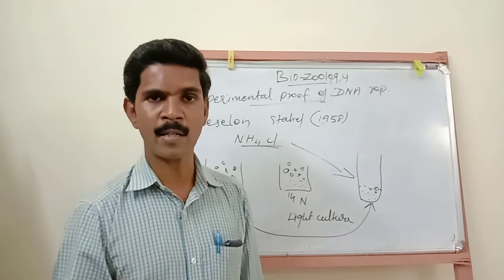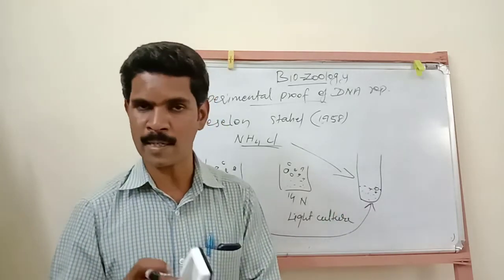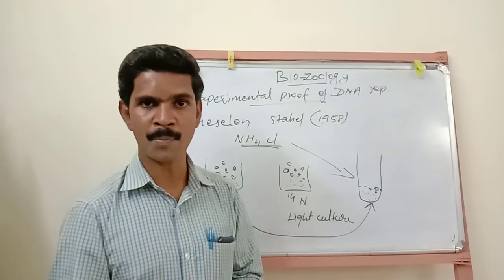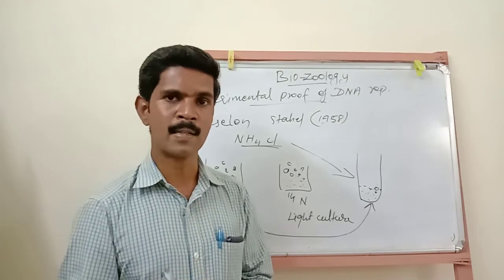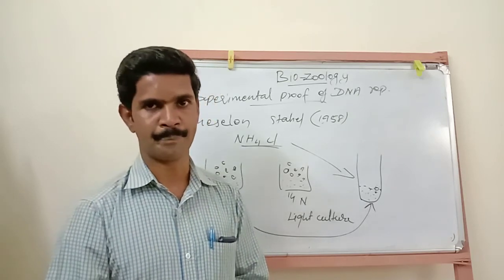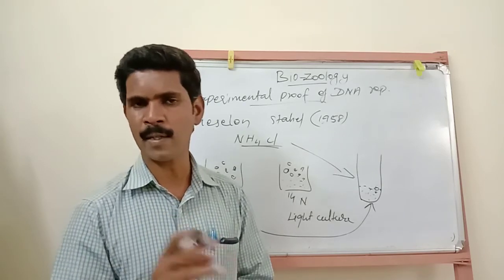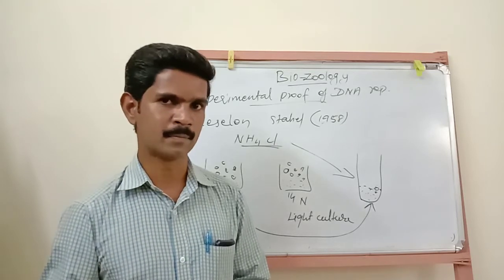After 40 minutes, they collected some sample from the culture medium and subjected it to the density gradient centrifugation technique. They observed the DNA settled in two bands: one in intermediate position and another in light position. Intermediate means both N14 and N15 were there. Light means only N14 was there.